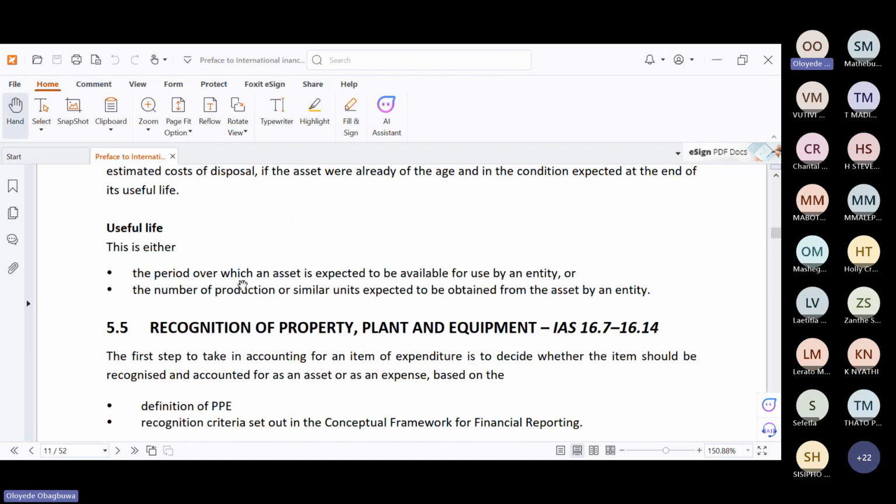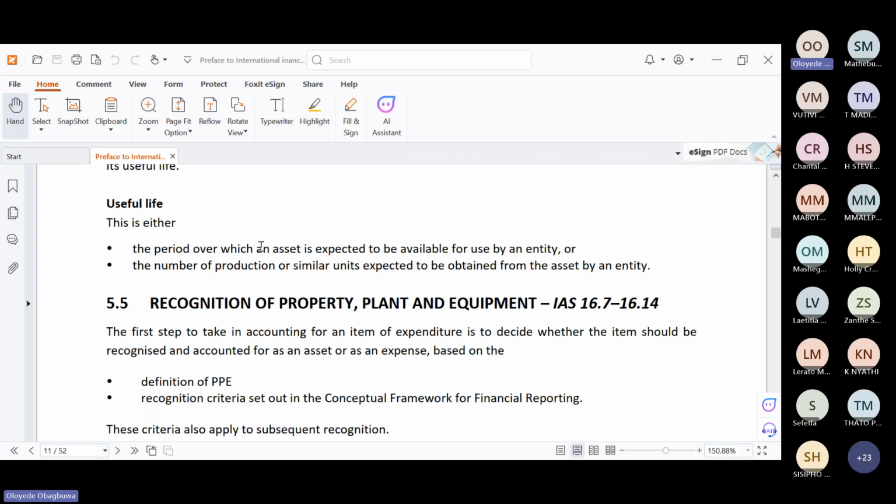Useful life. This is either the period over which the asset is expected to be available for use, or the number of production or similar units expected to be obtained from the asset by the entity. So these are various means of determining the useful lives, okay?